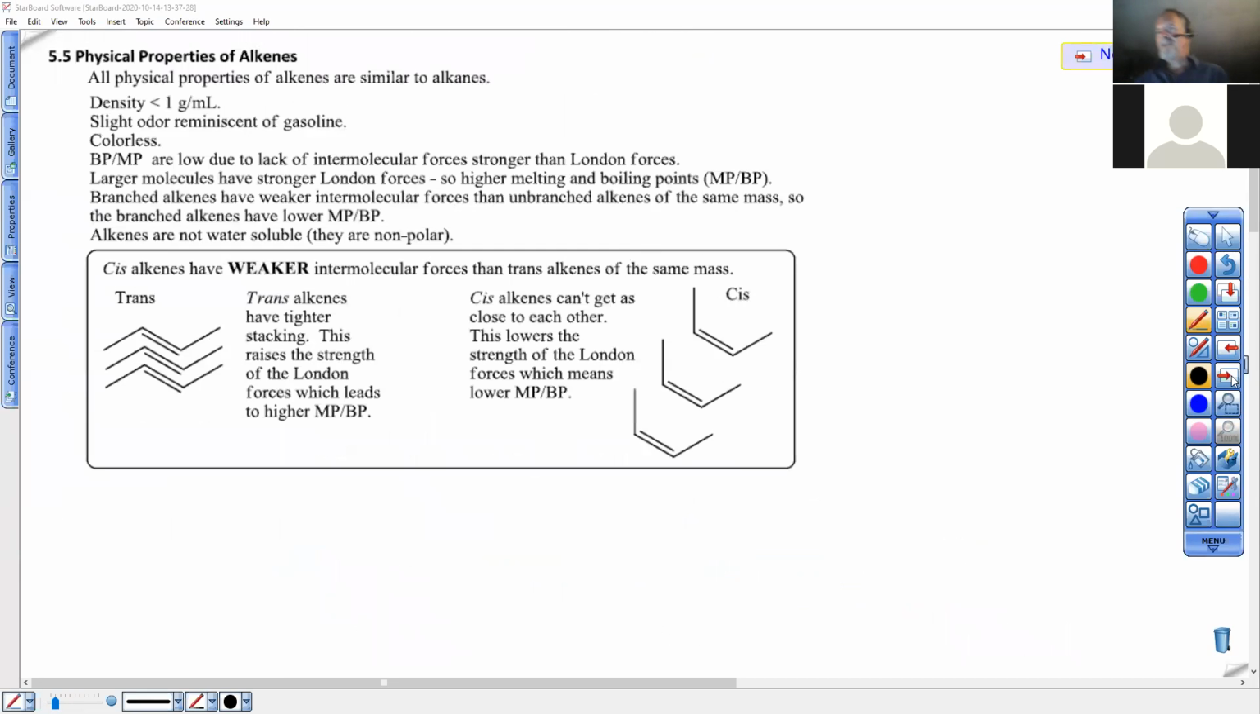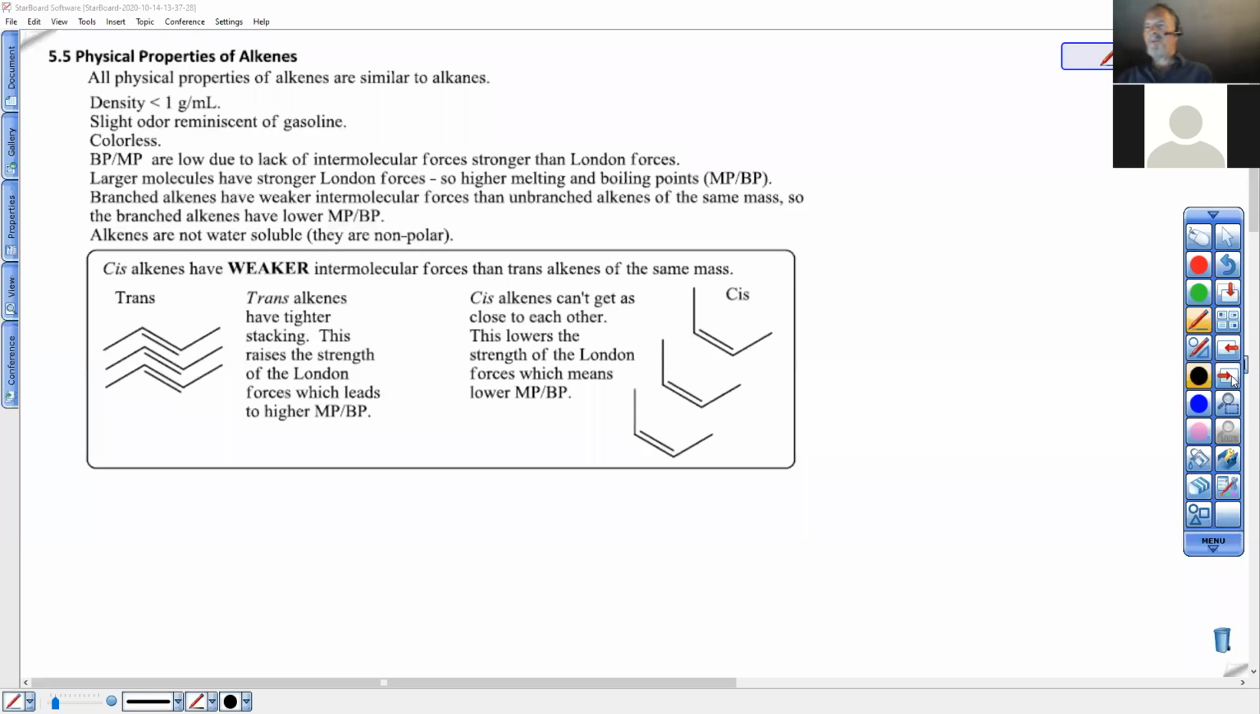Okay. Finishing up with physical properties of alkenes and then chemical properties. These are both short, so we will get done in time. The properties of alkenes are very similar to alkanes. They have densities of less than 1 gram per milliliter, so they float when they're spilled in water. They're mostly colorless. They have low boiling points and melting points because they have low strength intermolecular forces, London only.